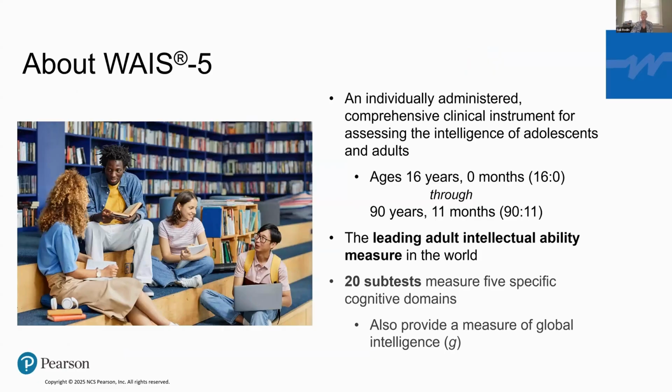As I'm sure you all know, the WAIS 5 is an individually administered test of cognitive ability for adults and adolescents ages 16 and above. It's the leading adult intellectual ability measure in the world and now has 20 subtests measuring 5 cognitive domains, as well as producing a measure of global intelligence, the full-scale IQ.